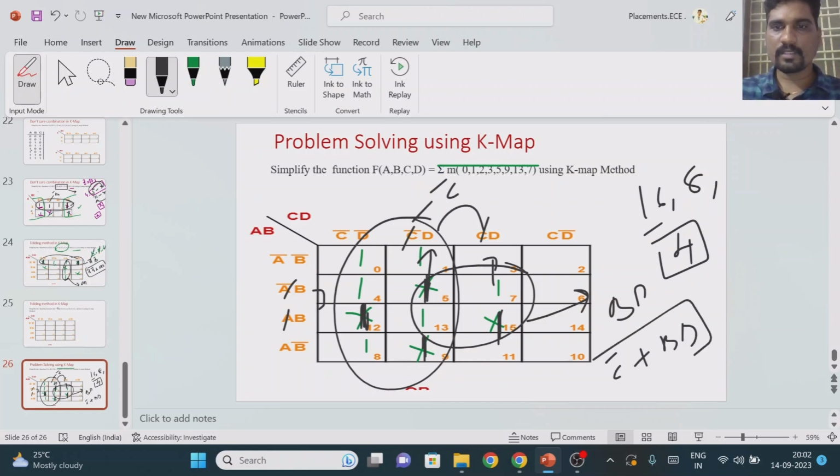The simple thing is that if it is useful for minimization, you consider that as the 1. Why do we need to consider it as the 1? Don't care combination means we don't know, either it may be 0 or 1. When you have this dilemma, if it is 0, okay, no need to consider. Suppose in some cases it is 1, then we need to consider it, right? So like that we need to think and solve the problem. I hope you understand the right solution for this problem.